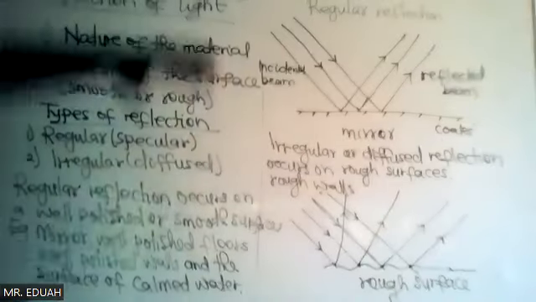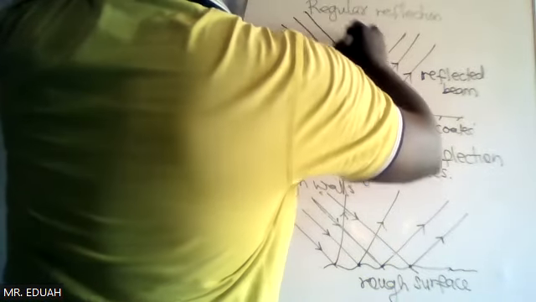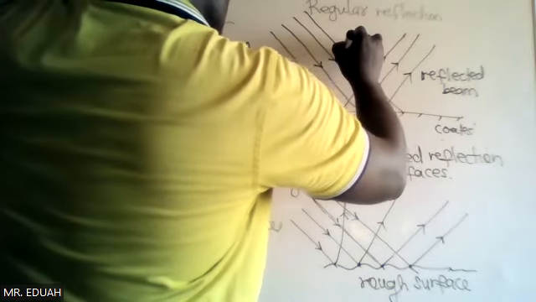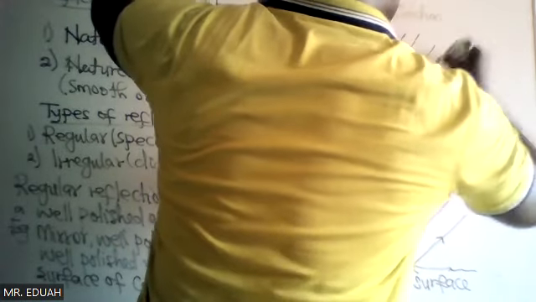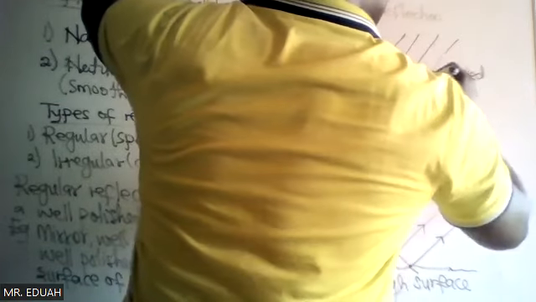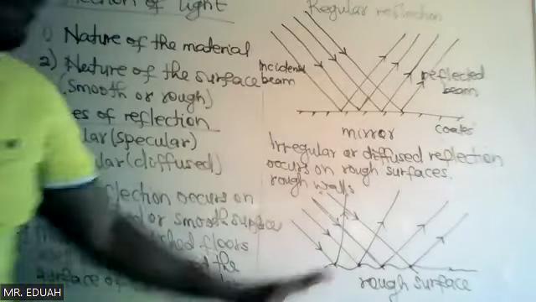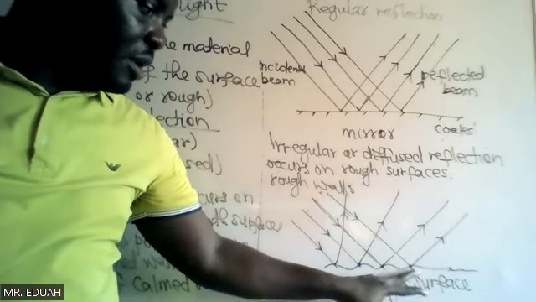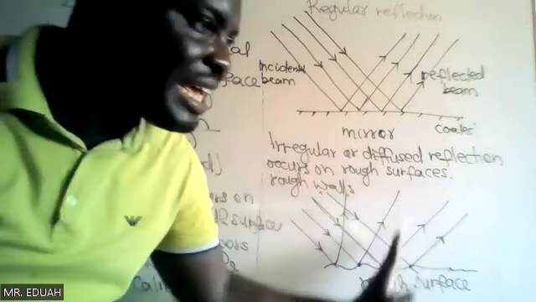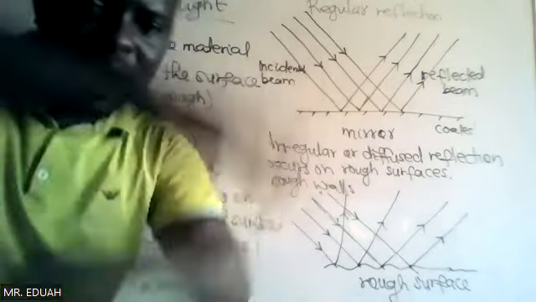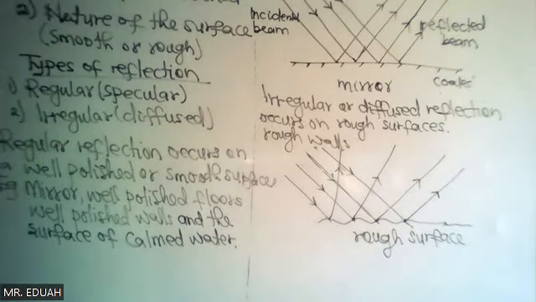In a regular reflection, the incident beam comes in that orderly manner, and then the reflected beam leaves in that orderly manner as well. So we have that orderly pattern as the incident beam. But over here, because the surface is rough, light is incident on the surface in that orderly manner, but the reflection is diffuse, irregular. That is what happens in diffused reflection.